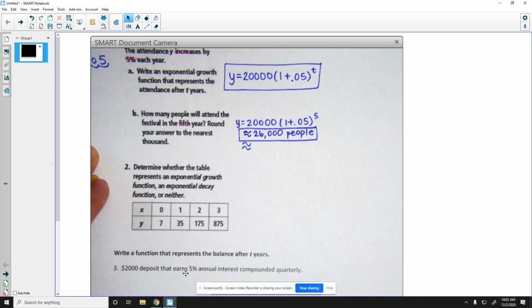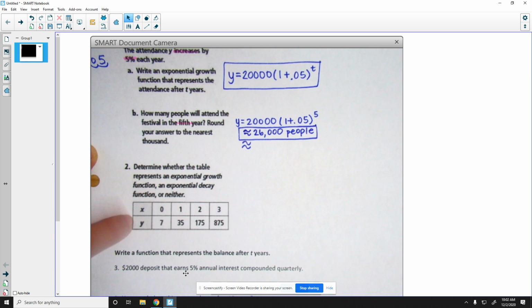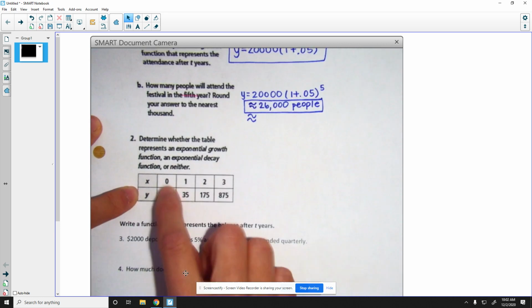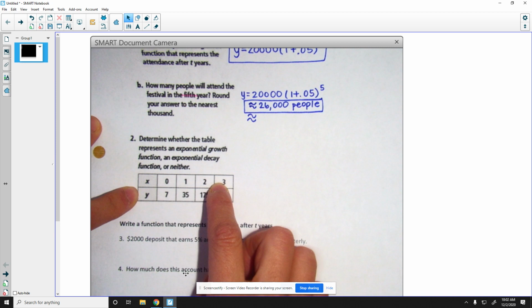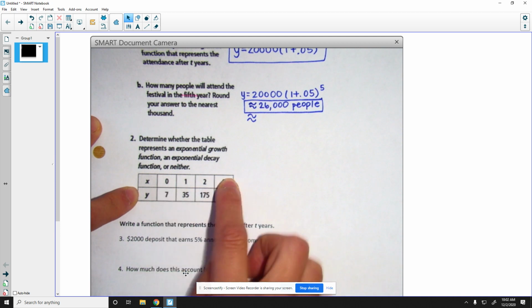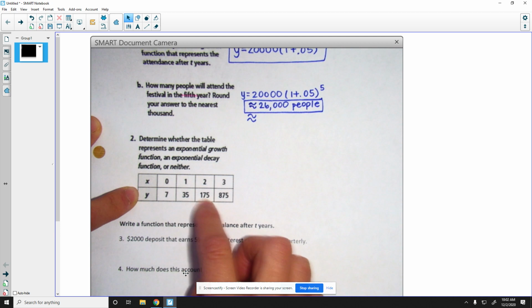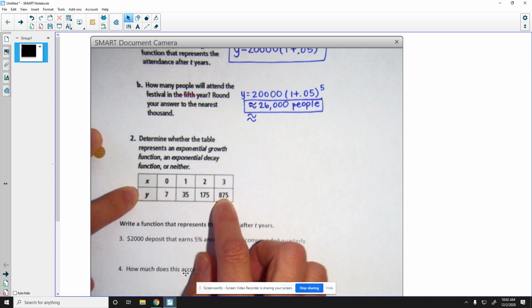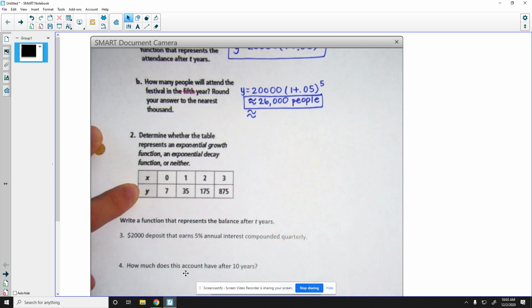Now let's get a little bit more complicated. Determine whether the table represents an exponential growth, exponential decay, or neither. So basically we have to find the pattern. So on the top, +1, +1, +1. Great. So I'm able to find the pattern because I have a pattern up top. Now take a look at your bottoms. Someone online, do you think you know what the pattern is? Someone online?